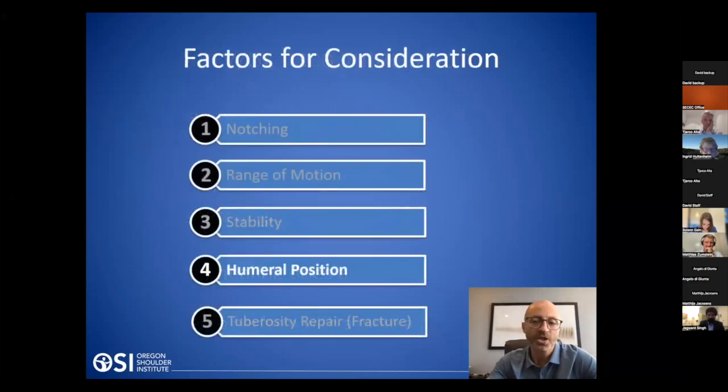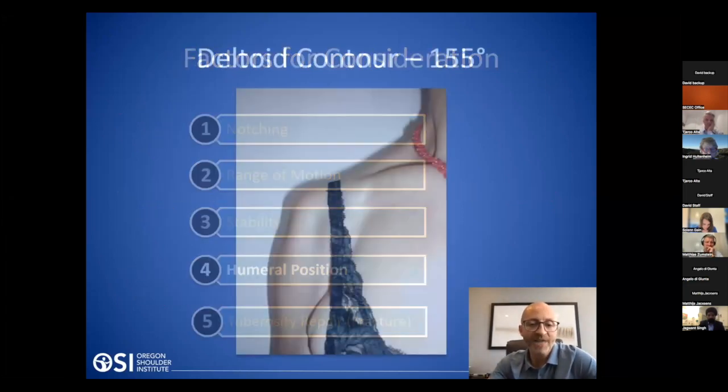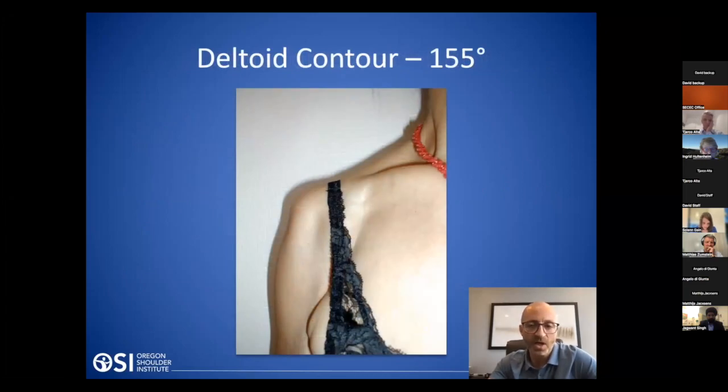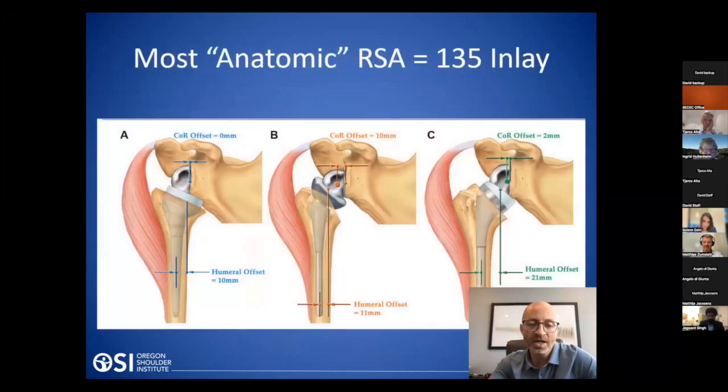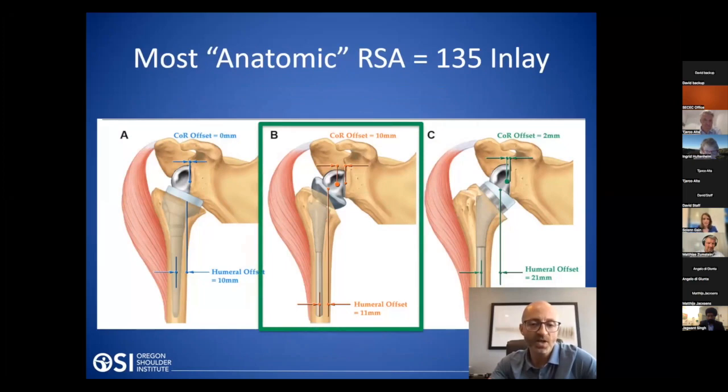What about humeral position with 155? Many of us saw this poor deltoid contour, and it's important to also recognize the difference between an inlay and an onlay, because an onlay distalizes the subscap and makes it difficult to repair. This is most common with a 145 prosthesis. If you look at the anatomic position, the most anatomic RSA is a 135 inlay design, which is demonstrated here.